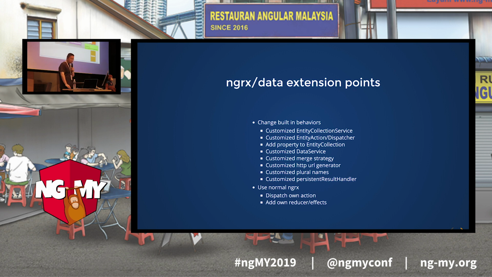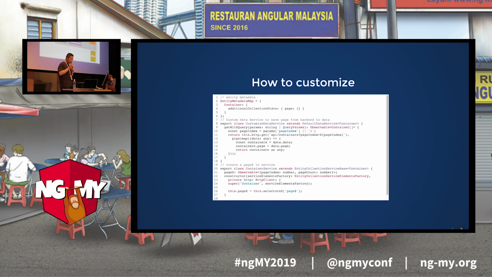The first thing I need to customize is the data service, because this service needs to understand that the backend returns not only the container data, but also the page information. So I need to provide my own data service implementation to handle the page correctly. And then the effects get the response and generate a query success action, and the payload will contain the entities information. So the effects also need to be customized, because they need to set the page information on the action payload.